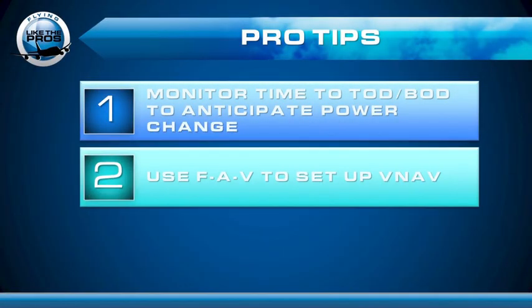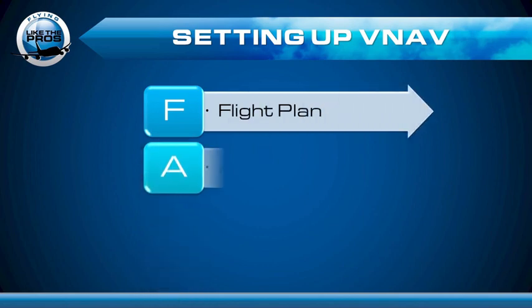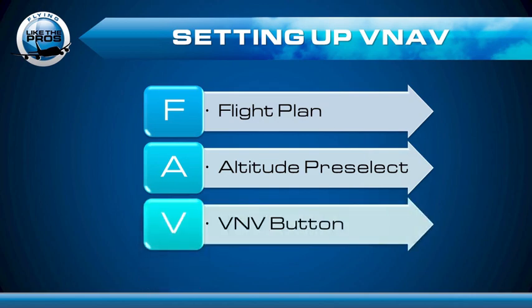Pro tip number 2 is we use the mnemonic FAV to set up VNAV. To help you remember FAV, it's the first 3 letters in the word favorite. Or as Peter likes to say, VNAV is his favorite feature of the G1000. It sure is. So F is going to be flight plan. We'll look at the flight plan page. A is going to be altitude pre-select, and V is going to be VNAV. You'll actually have to arm VNAV. Let's show you that in action.